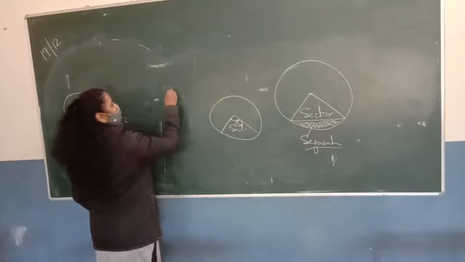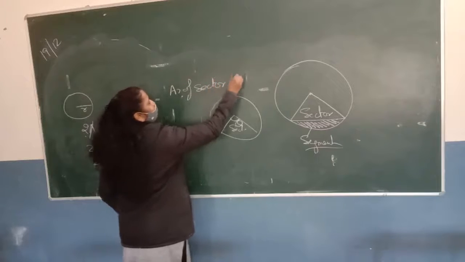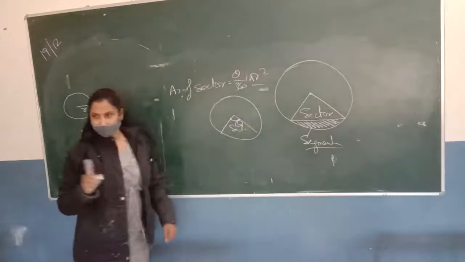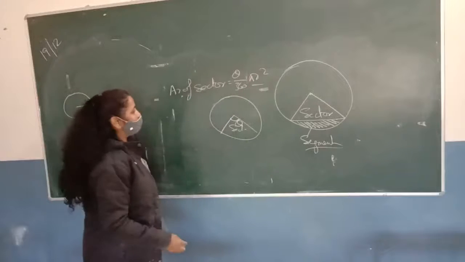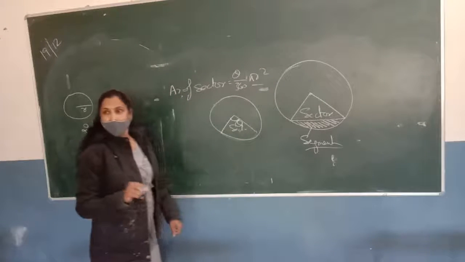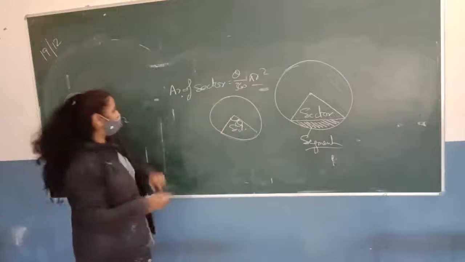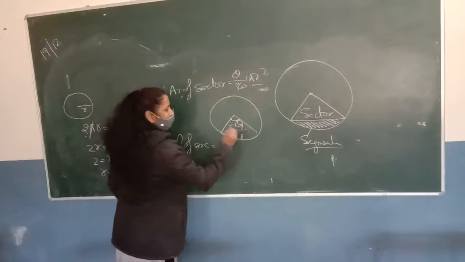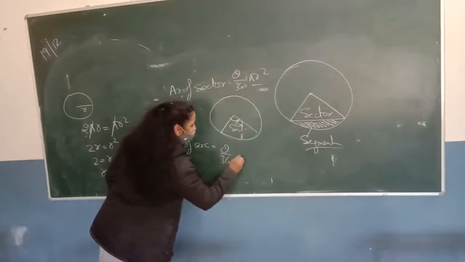So what is the formula for the area of the sector? Yes, theta upon 360 pi r square, where theta is the angle subtended at the center by the sector, and r is the radius of the circle. For finding the length of this arc, we will multiply the circumference 2 pi r by theta upon 360. So what is the formula for the length of the arc? Theta upon 360 times 2 pi r.